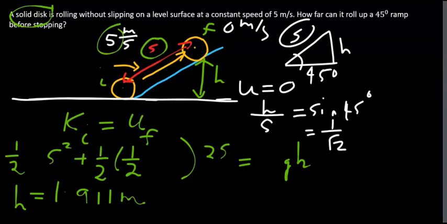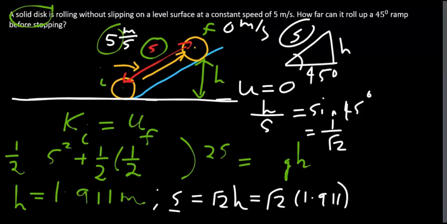So that means s, the thing that we are looking for, equals square root 2 times h, which is square root 2 times 1.911 meter, and that's going to give you an answer of 2.70 meters for the answer, and that solves the problem.